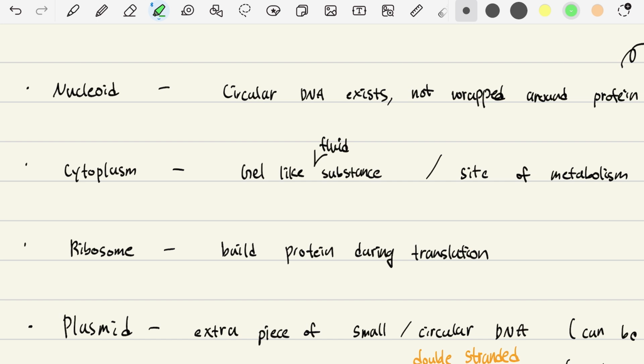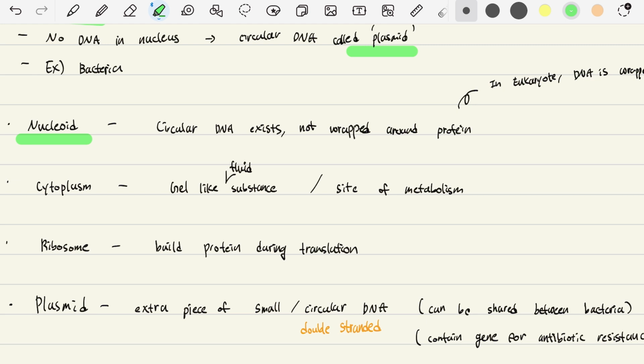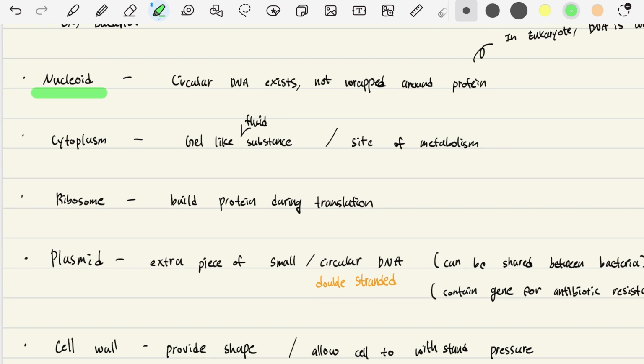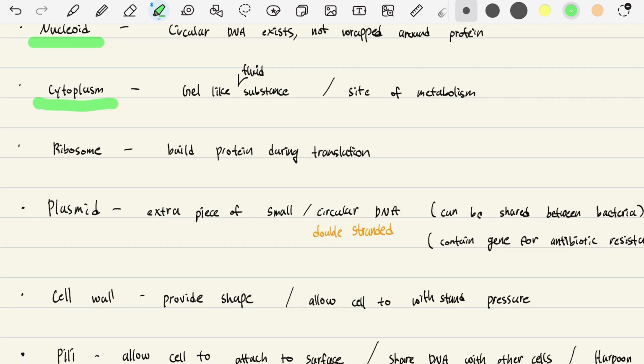Let's jump into the cell structures of them. The first one would be the nucleoid. A nucleoid is not a nucleus, but it's the place where the circular DNA named plasmid exists, and it is not wrapped around protein. The second one would be cytoplasm. Cytoplasm is a gel-like substance and it is a site of metabolism for the prokaryote cells. Ribosomes are the parts where they build the protein during translation.